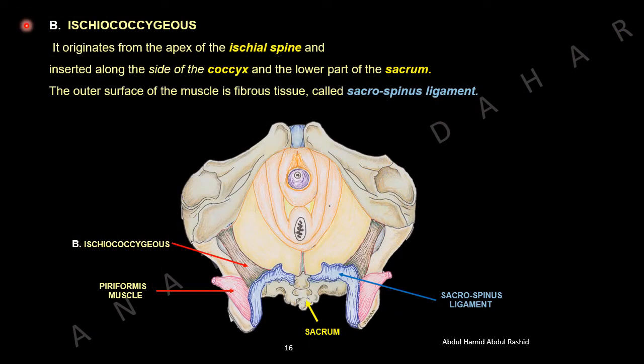B. Ischiococcygeus, also known as coccygeus. This is the one. It originates from the apex of the ischial spine and is inserted along the side of the coccyx and the lower part of the sacrum. It originates in front at the spine and is inserted at the back to the side of the coccyx and the sacrum. The outer part of the ischiococcygeus muscle is fibrous tissue called the sacrospinous ligament. This is the one, the sacrospinous ligament.